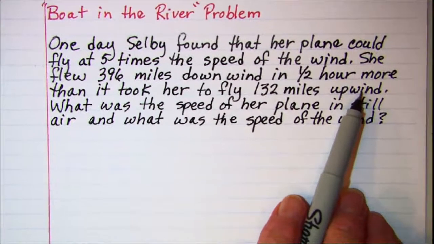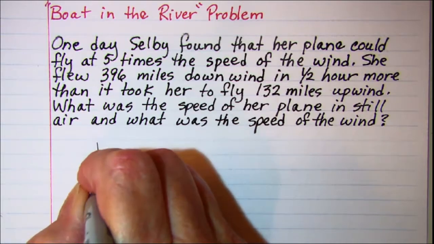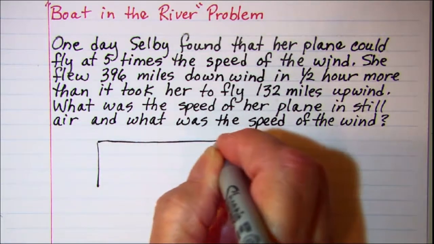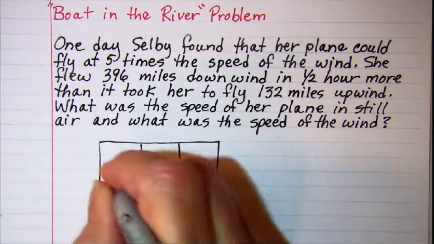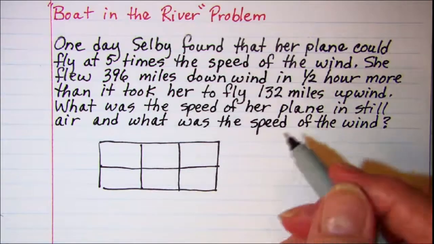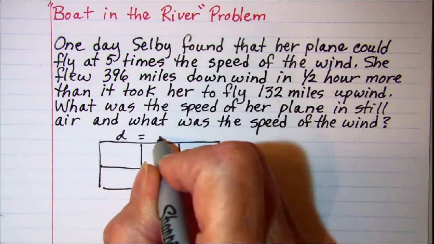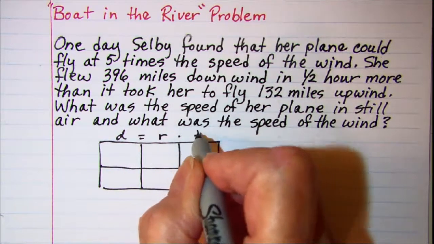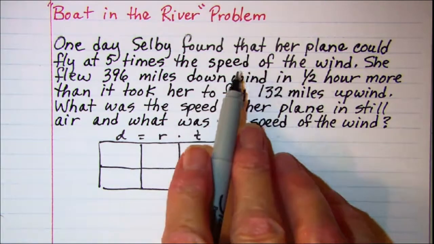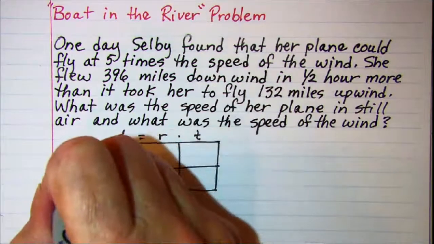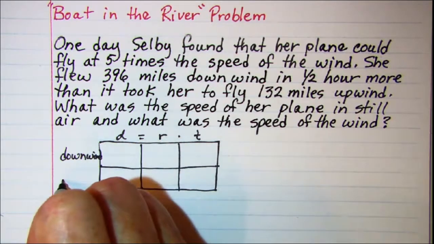Now, to do a problem like this, I always organize my information with what I call a dirt box. So let me draw that here. The reason that I call it a dirt box is because we're going to use the equation distance equals rate times time. So dirt. What we're comparing is downwind and upwind.